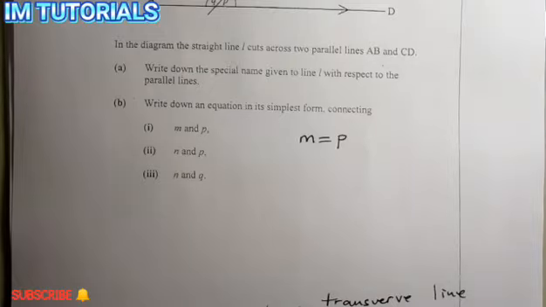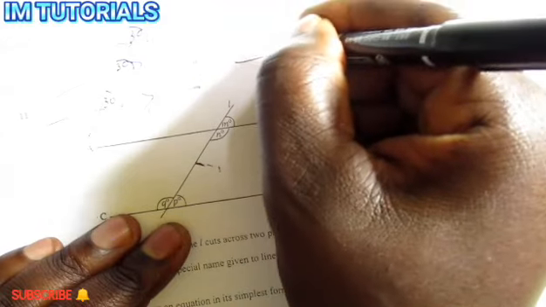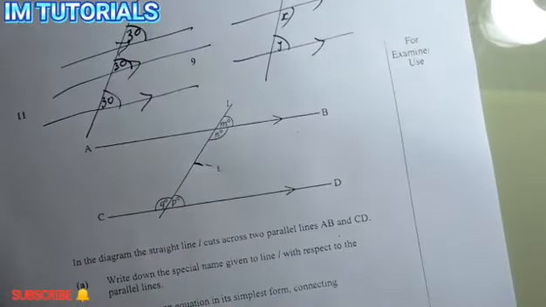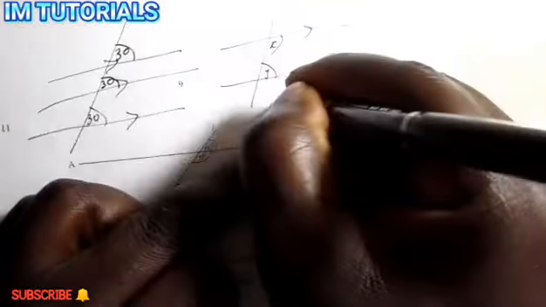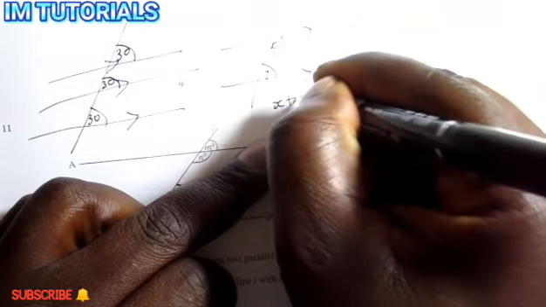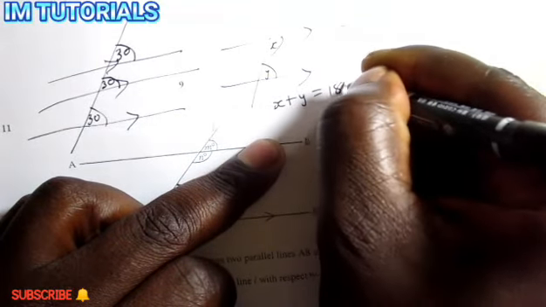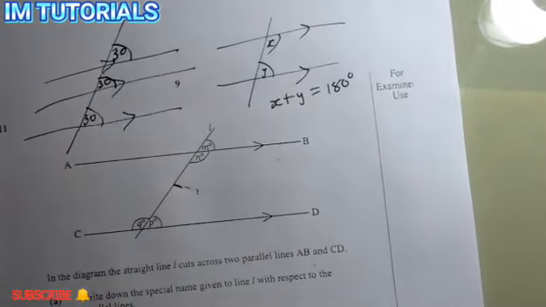Write down the equation connecting N and P. This is N and this is P. Whenever you have parallel lines, and this is X and this is Y, those angles on the same side, we refer to them as allied angles or co-interior angles. They add up to 180. So if you take X and add Y, X plus Y, you have 180 degrees. I hope you are listening, class.